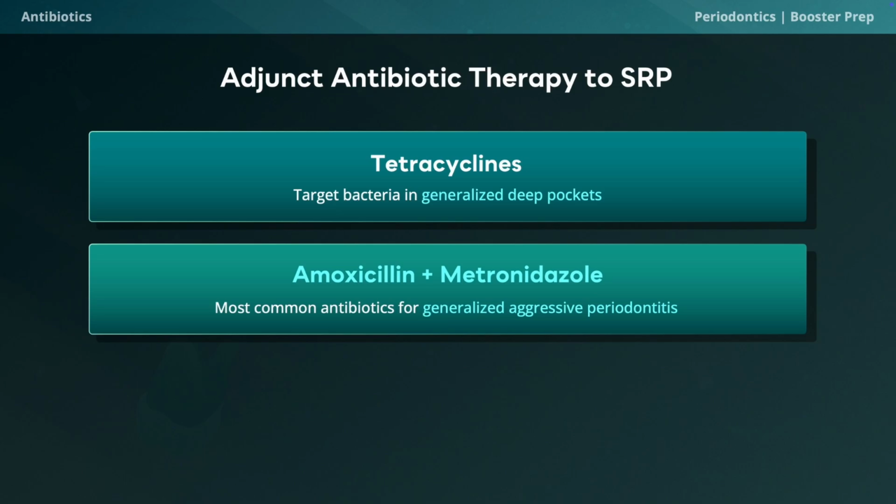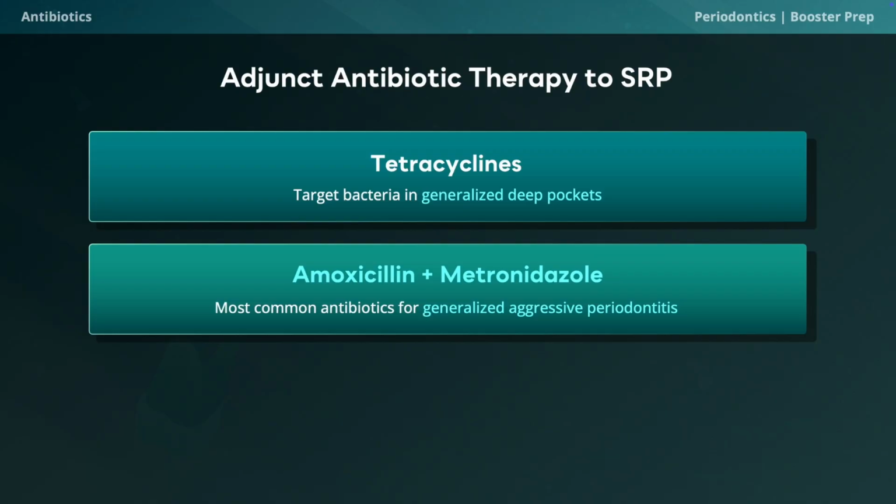Now, stage 3 or 4 grade C perio can also be referred to as just generalized aggressive periodontitis. This is before the 2017 World Workshop, where staging and grading became the standard. So on your exam, it still may be written out as generalized aggressive. Just know that that is stage 3 or 4 aggressive rapid rate perio grade C. So in cases that present like this, amoxicillin with metronidazole is perfect because they're effective against anaerobic bacteria and spirochetes.